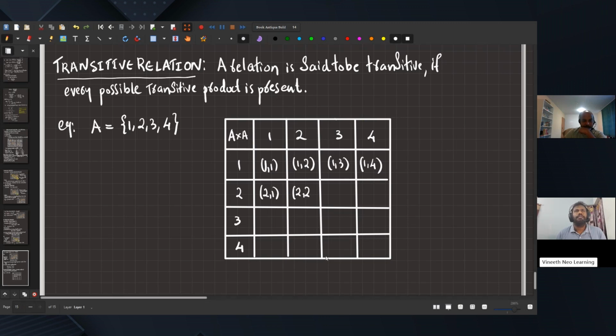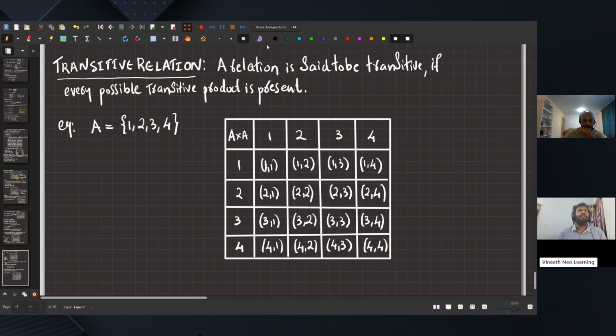Okay, we have 2, 3. We have 2, 4. We have 3, 1. 3, 2. 3, 3. 3, 4. 4, 1. 4, 2. 4, 3. And 4, 4.